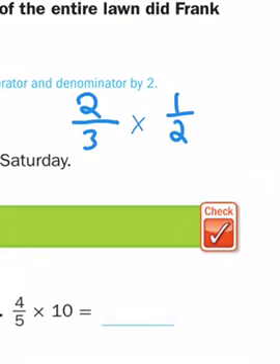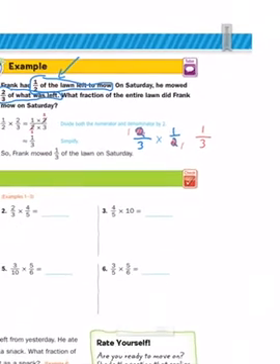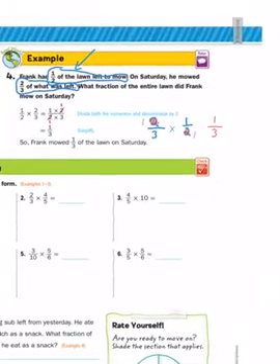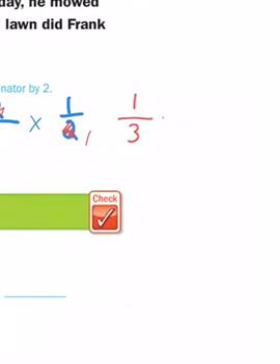So I'm looking for some bow tie reducing. 2/3, no. 1/2, no. 2 over 2, yes. 1/3, no. So the 2 over 2, remember, is my favorite because the 2's just changed to 1's. 2 goes into itself 1 time. And when I multiply, 1 times 1 is 1, 3 times 1 is 3. So remember to label it based on your question. What fraction of the entire lawn did Frank mow on Saturday? He mowed 1/3 of the entire lawn.